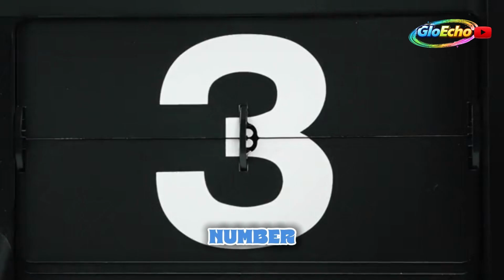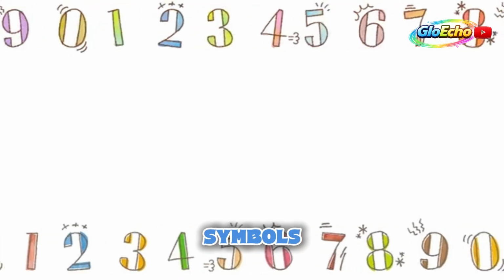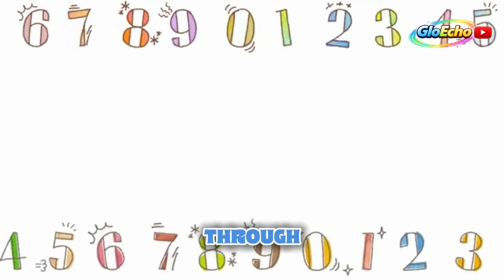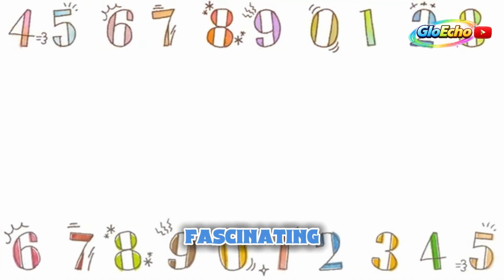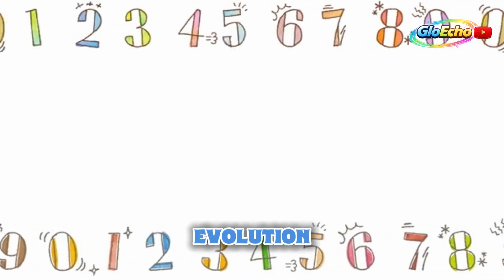Ever wonder why the number 1 is just a straight line, but the number 8 looks like 2 loops stacked on top of each other? We use these symbols every single day without a second thought, but the journey of how figures 1 through 10 were created is actually a fascinating mix of ancient history, practical necessity, and a bit of artistic evolution.